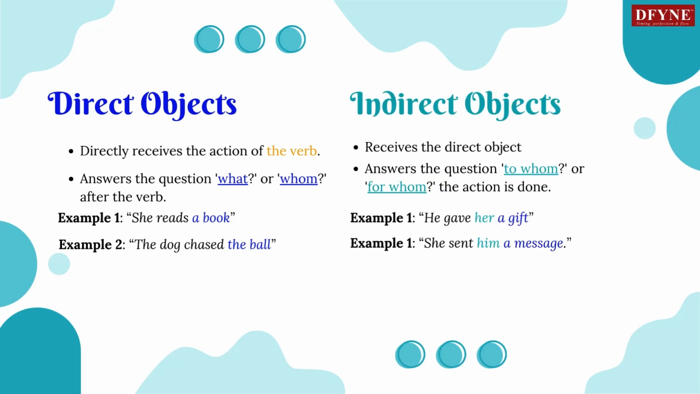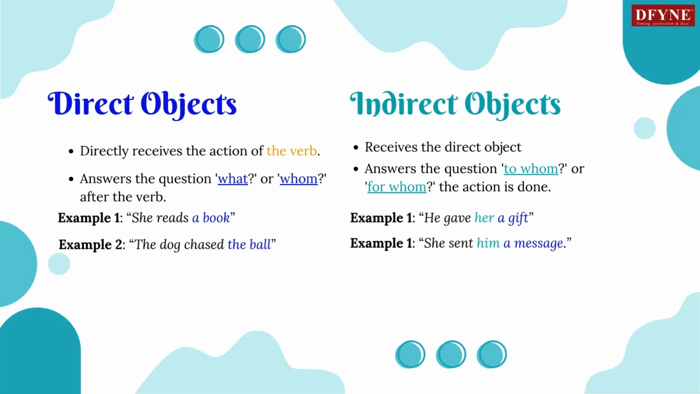An indirect object receives the direct object. It answers the question to whom or for whom the action is done. In the sentence, "He gave her a gift." Gift is the direct object, as it's the thing given. But her is the indirect object because it's the person to whom the gift was given.